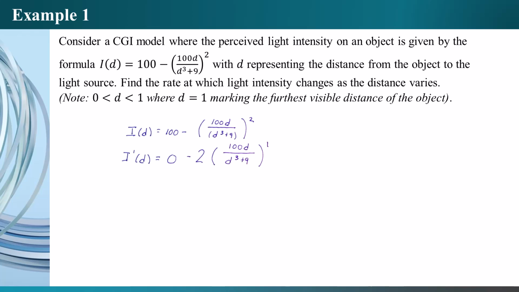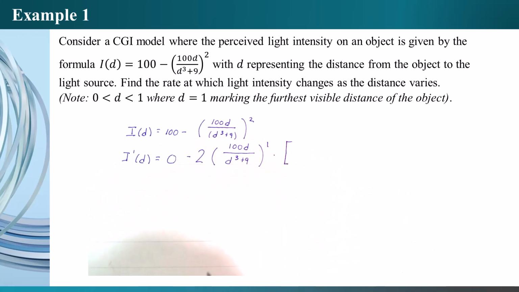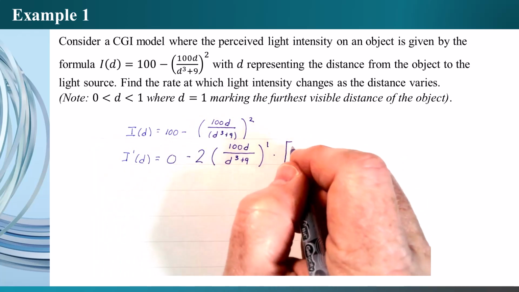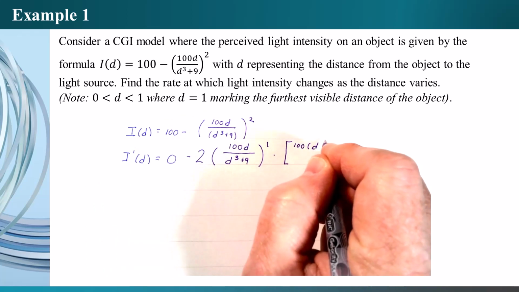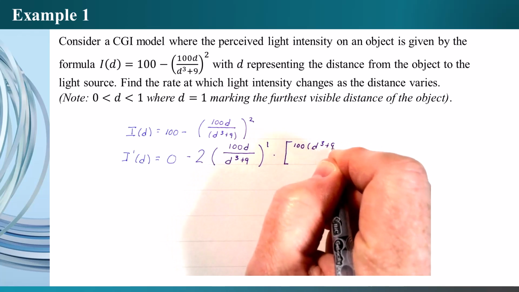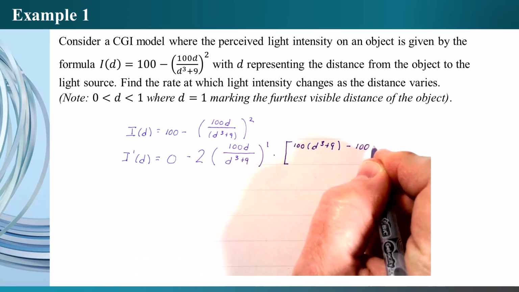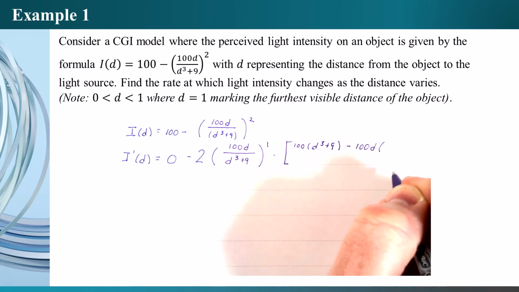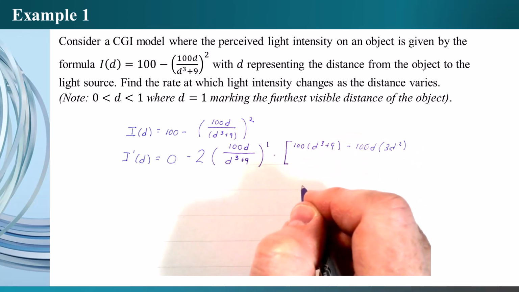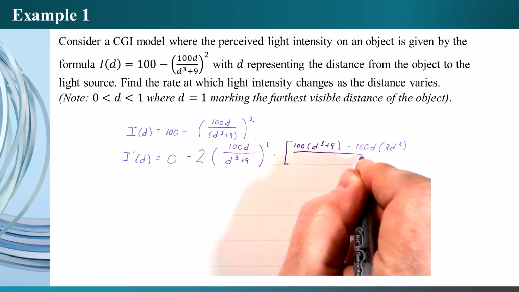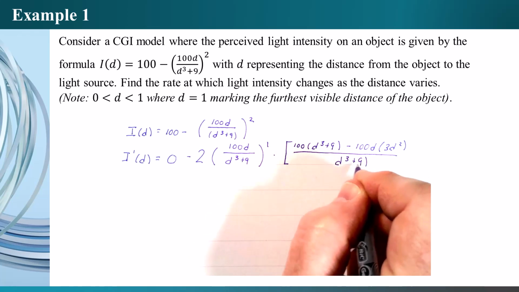And we note that the inside is a quotient. So we're going to have to use the quotient rule here. So we take the derivative of the top term, which is 100, and we multiply that by the denominator here, which is d cubed plus 9. We subtract, and now we have the numerator, which is 100d, times the derivative of the denominator, which is 3d squared. And all of this goes over the denominator squared. So we have d cubed plus 9 quantity squared.